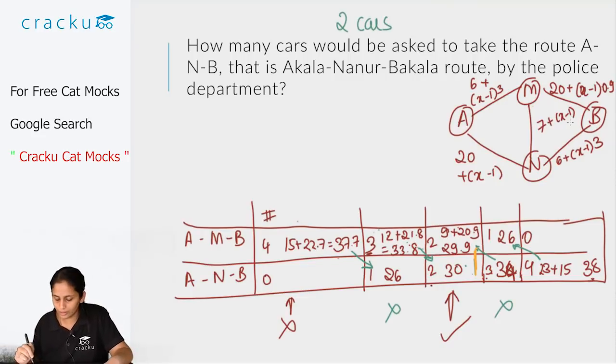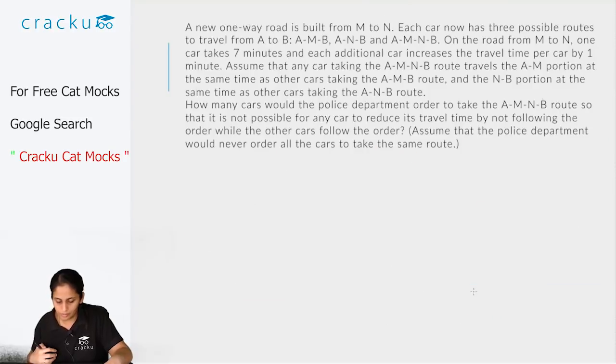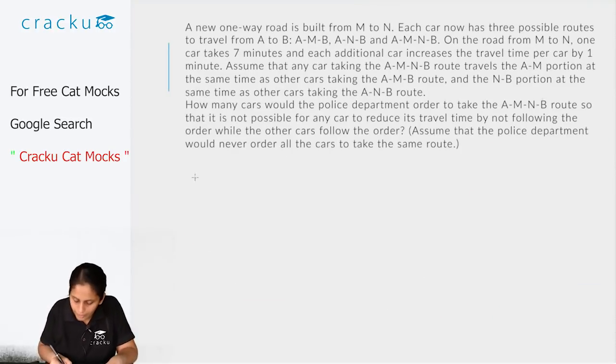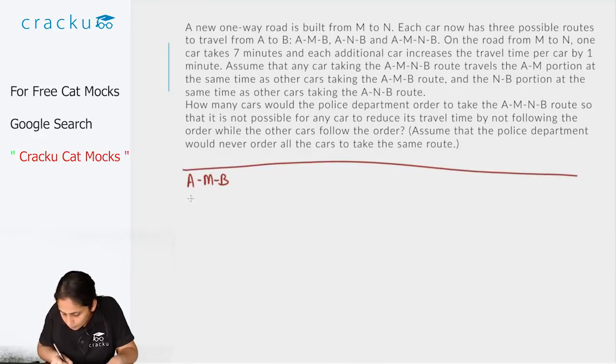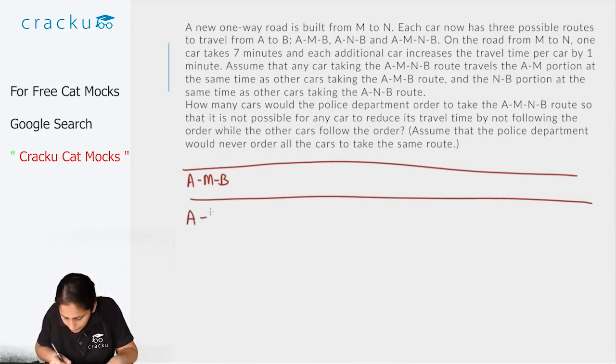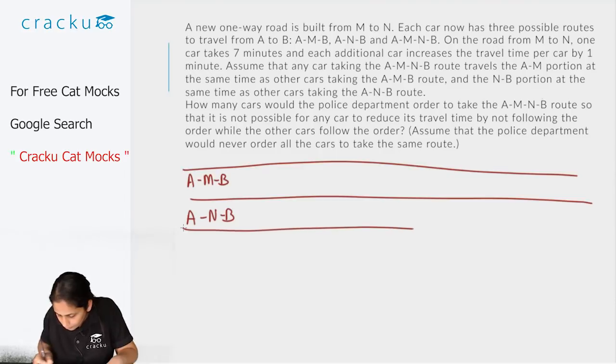So as we know, the original condition is 2, 2 and that case is 29.9 and 30. Now let's consider, would it make sense for somebody to switch in from that case? So we have AMB, ANB, AMNB.